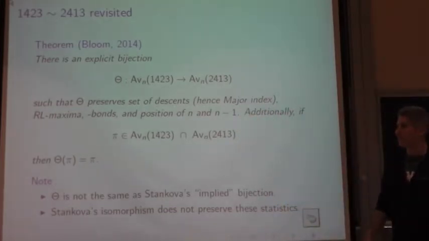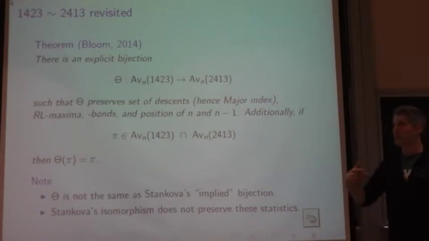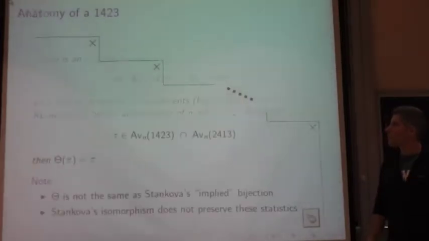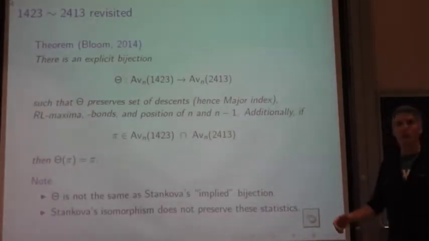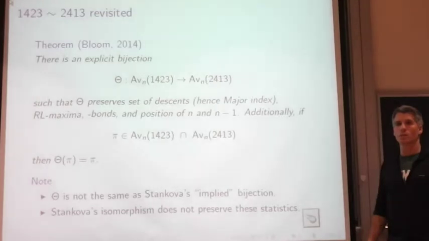But you said Stankova did not have a bijection before. Well, there's an implied bijection by the generating function. The generating trees give an implied bijection, and if you back that out, it doesn't end up being the same thing. Okay. So now I just want to go through and show you what this bijection is.